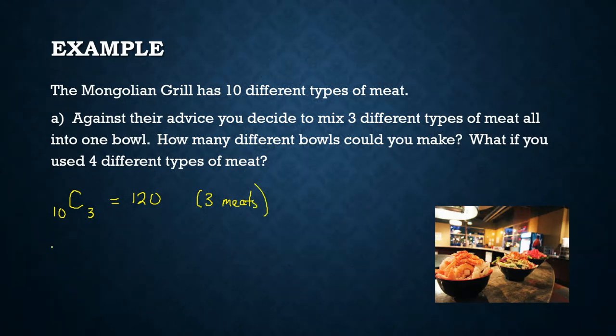If I choose 3, what if I chose 4 meats? Well, it would be 10 choose 4, and you can do that. And again, at this point, we're moving towards just using our calculators for these kinds of questions. You should get 210. So lots of different bowls you can make.